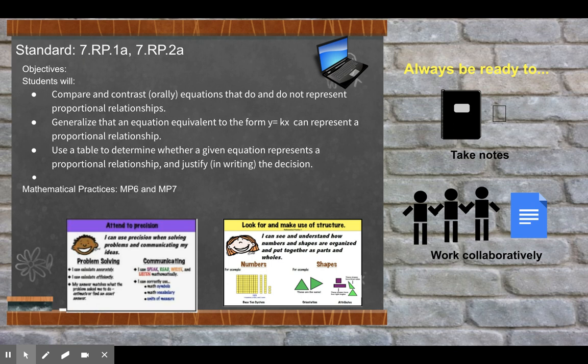Our mathematical practices for today are going to be MP6 and MP7, which are attend to precision and look for and make use of structure. Again, we want to make sure that we're ready to take notes and work collaboratively in our virtual classroom. So let's pause here briefly so that you can finish copying down the standard and objectives into your notes.